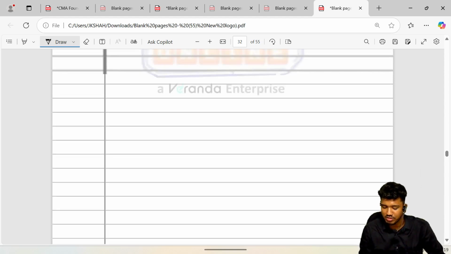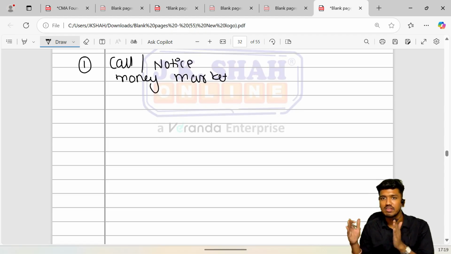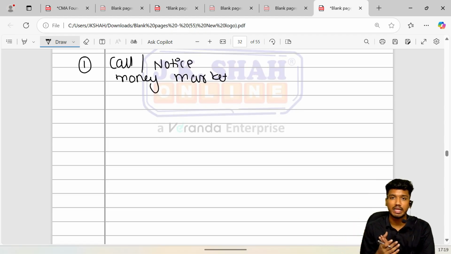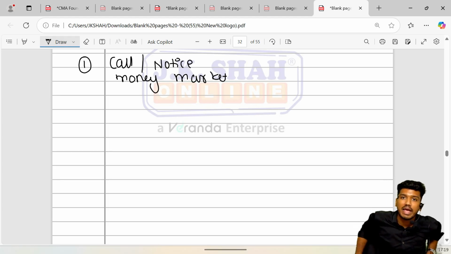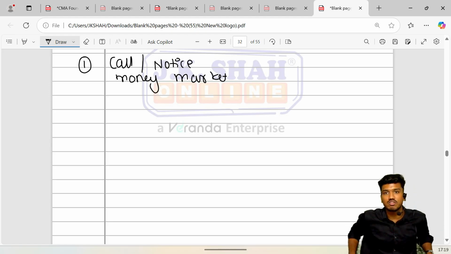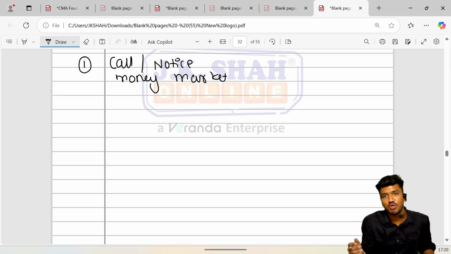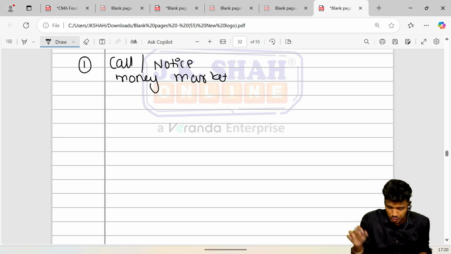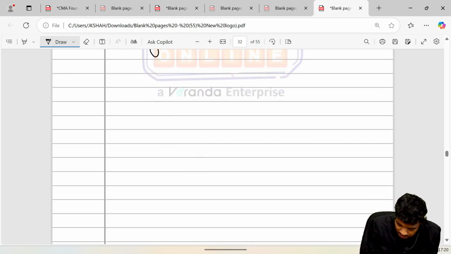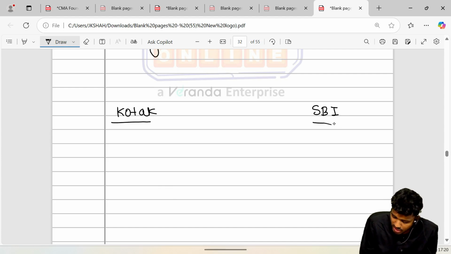As you guys are well aware, every bank is required to maintain cash reserve ratio and statutory liquidity ratio. Every bank is required to keep, as per RBI's rules and regulations or guidelines, a part of the total deposit in the form of cash reserve ratio or statutory liquidity ratio. Example, there's Kotak Mahindra Bank and also SBI, that is State Bank of India.